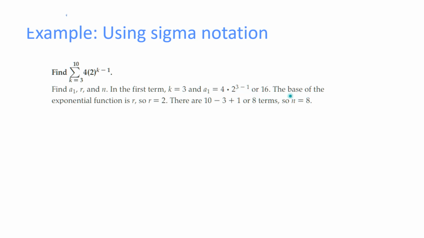The base of the exponential function is r. So this term here is r, so r is 2. And there are 10 minus 3 plus 1 or 8 terms, so n is equal to 8. Next, we choose the formula for the partial sum and we substitute the values, and on simplification, we get the value of Sn to be 4080.